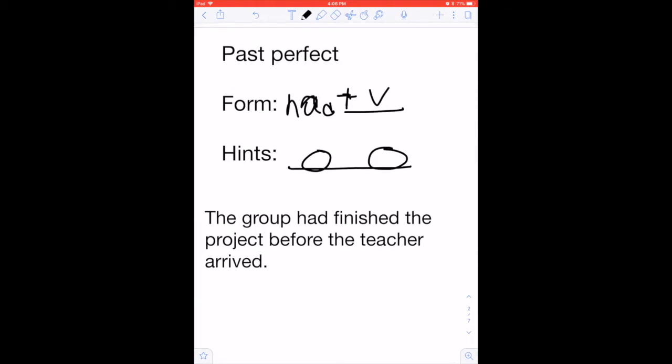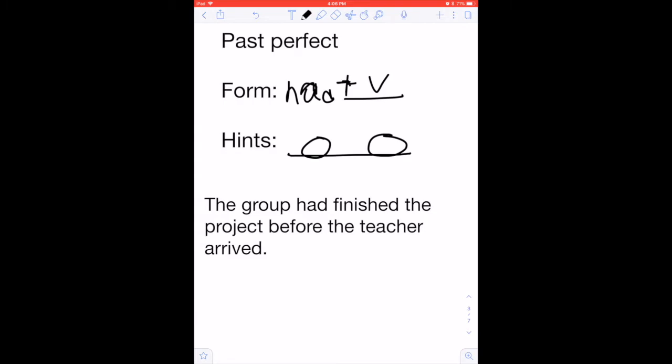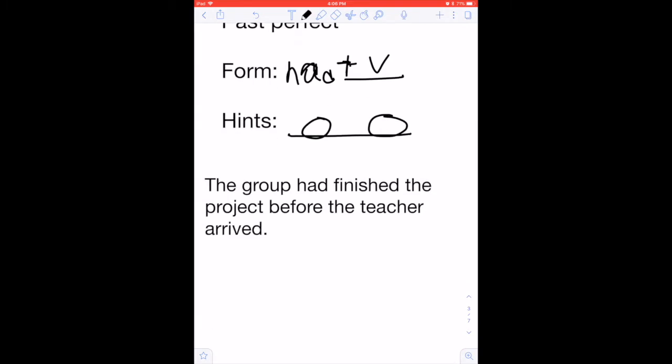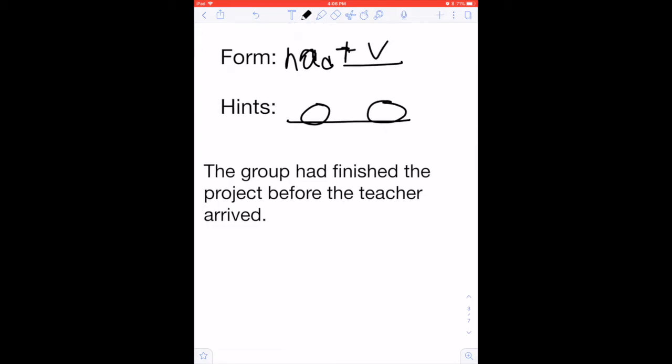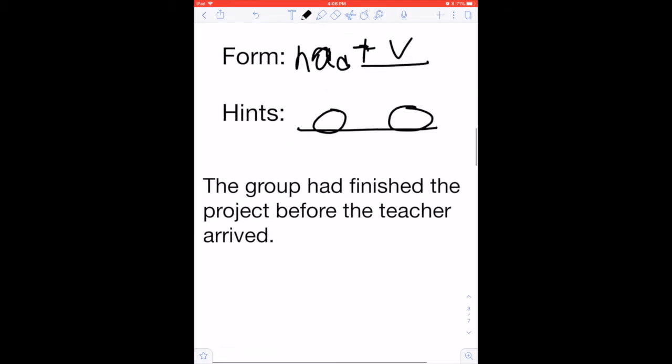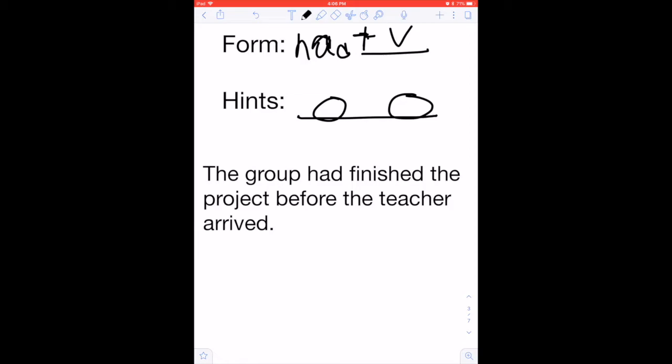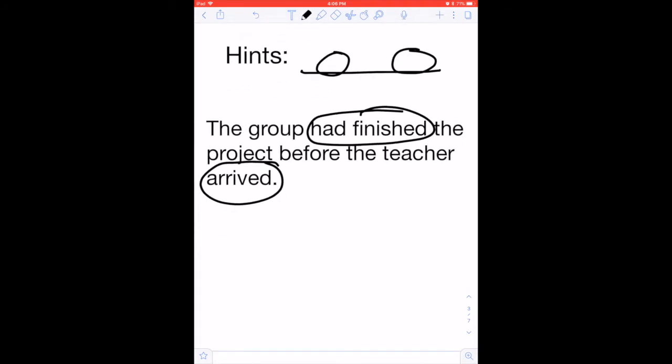So when you look at this sentence, the group had finished the project before the teacher arrived. The first thing I said about the hint is, in a sentence there should be another past tense, which in this case is arrived, and had finished would be the past perfect verb or tense. So let's think about this in a timeline setting.